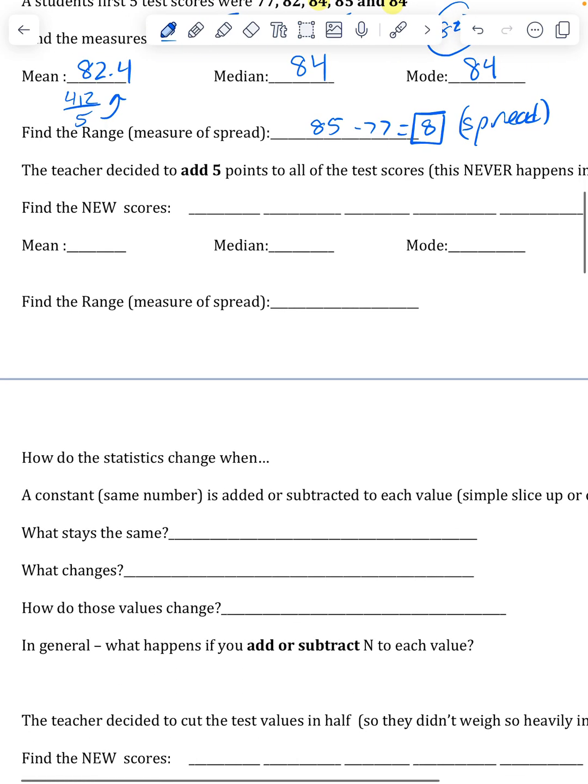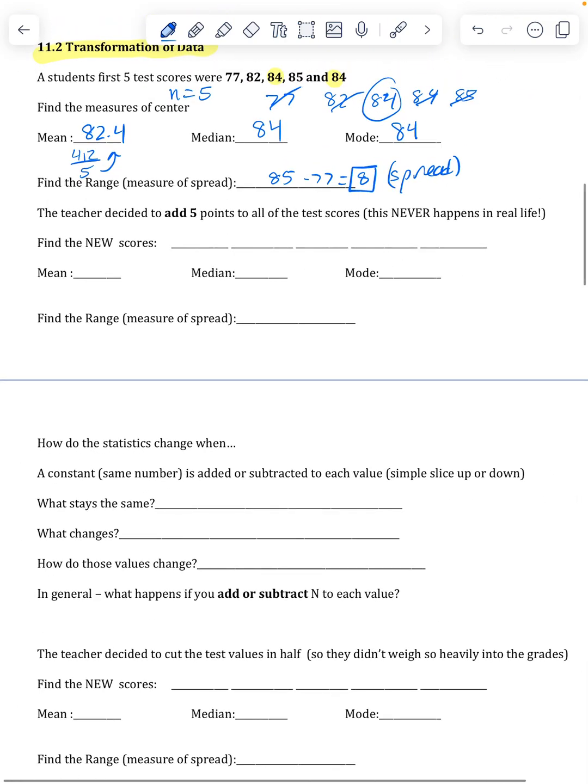Okay, so let's say the teacher decides to add 5 points to all the test scores, which never happens in real life, but we're pretending. So find the new scores. All right, let's take our old scores. I'm just taking 77 and adding 5, then I'm going to take 82 and add 5. So I'm just literally adding 5 to each score that was in my list before.